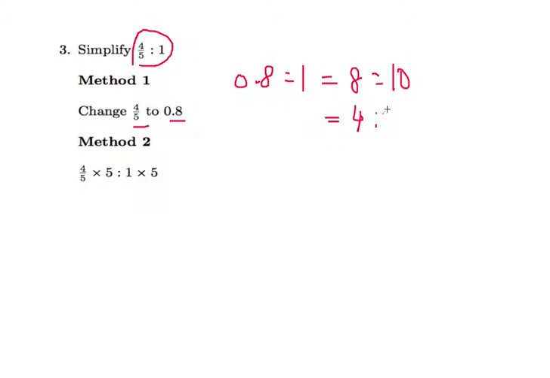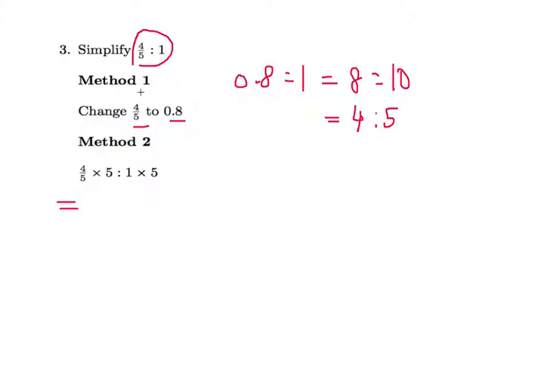And then for page 13, for the next question, we have a ratio and a whole number 1. So there are two methods to do this. First, you can just simply change the fraction to decimal. So 4 over 5 is 0.8. So we have 0.8 is to 1. Remember the method that we did just now. So we simply times 10. So we get 8 is to 10. And then 8 is to 10 divided by 2 is 4 is to 5. Okay, that's how you do it.